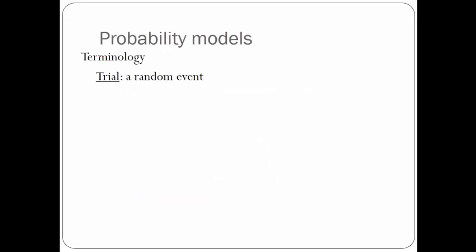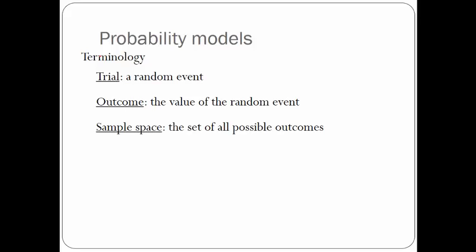Some of the probability terms, right? So we have trial. Trial is just a kind of random event, right? We flip a coin, outcome, a possible value, right? Heads was an outcome. Sample space would be the set of all possible outcomes. Here's an example. Let's say we flip a coin 3 times.